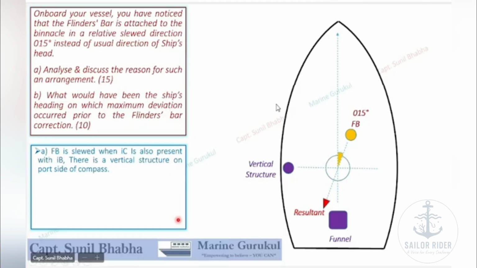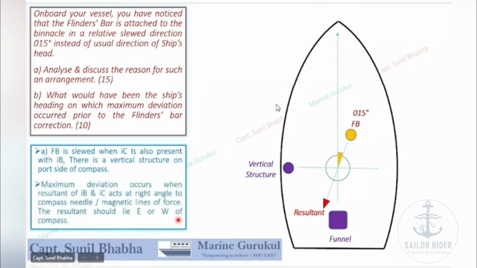Now, for any magnetic force to cause maximum deviation, it should act at right angles to the magnetic needle. You can see it here also. Maximum deviation because of any force or magnetic field occurs when that force, in our case the resultant of IB and IC, which is represented by the red arrow, acts at right angles to the compass needle, or at right angles to the magnetic lines of force which run in the north-south direction.